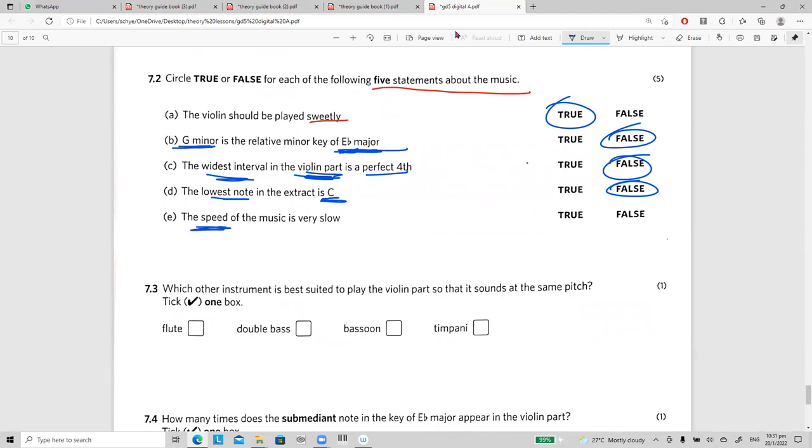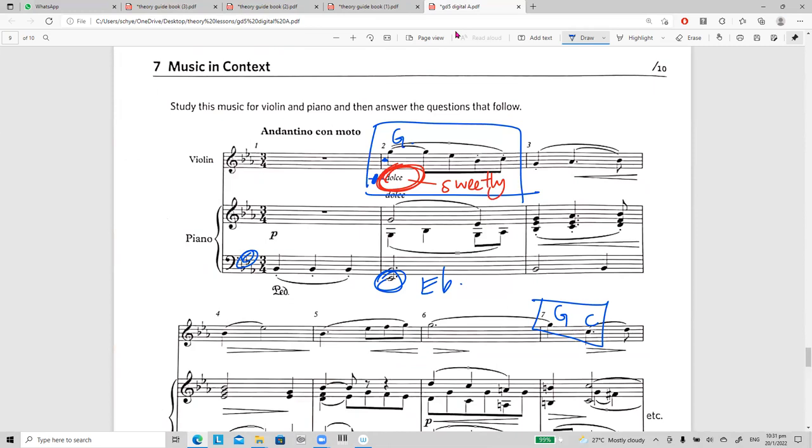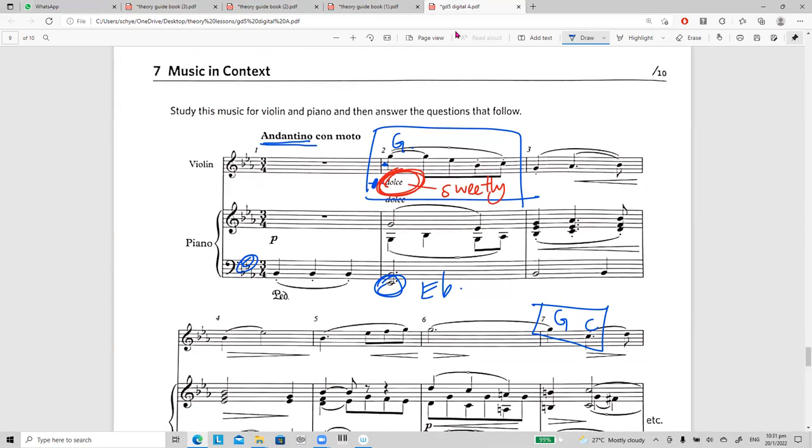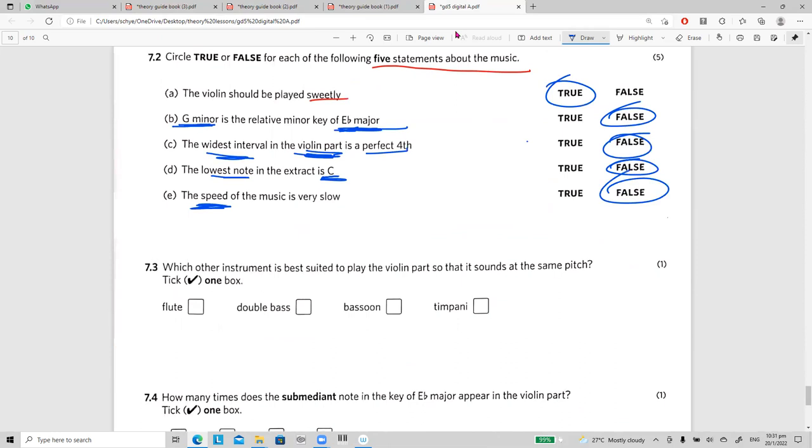The speed of the music. When they talk about the speed of the music, you look at the performance direction here. Andante is not very slow. Con moto means with movement. If you check the dictionary, this one means with movement. Andantino means walking pace, so it's not very slow. So this is false.